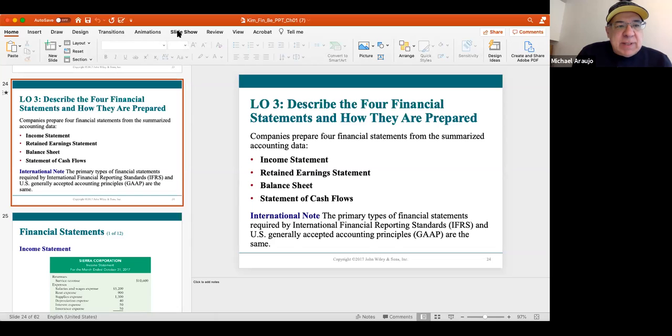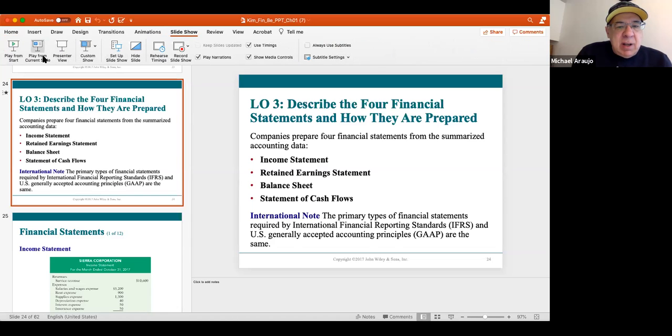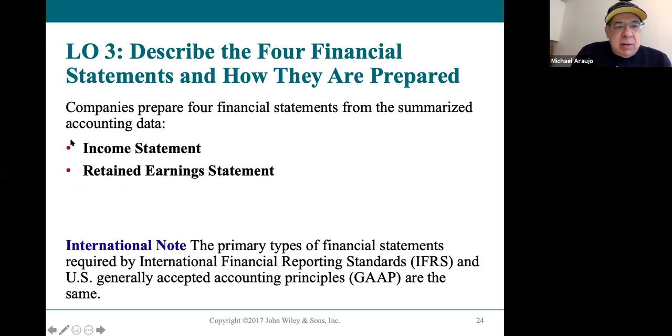So this particular PowerPoint slideshow is about learning objective 3 in chapter 1. And even though there are 4 financial statements that they introduce you to, we're going to be focused on the first 3 financial statements in this course. We will do the 4th one in Accounting 102 and in Managerial Accounting again.